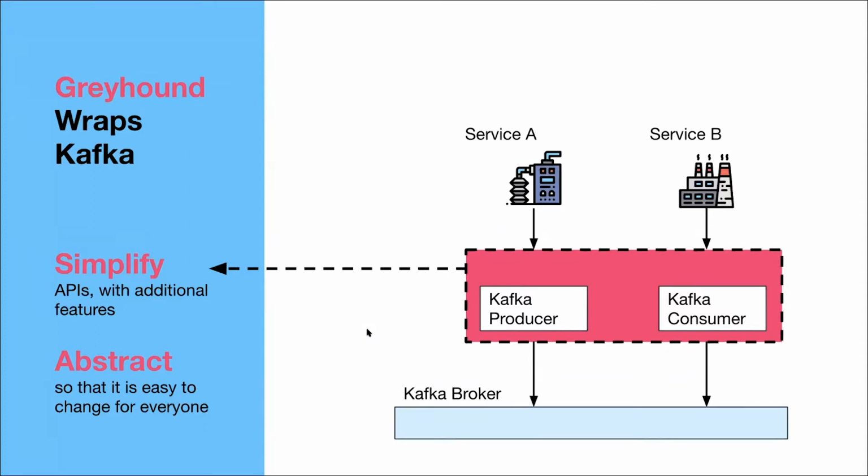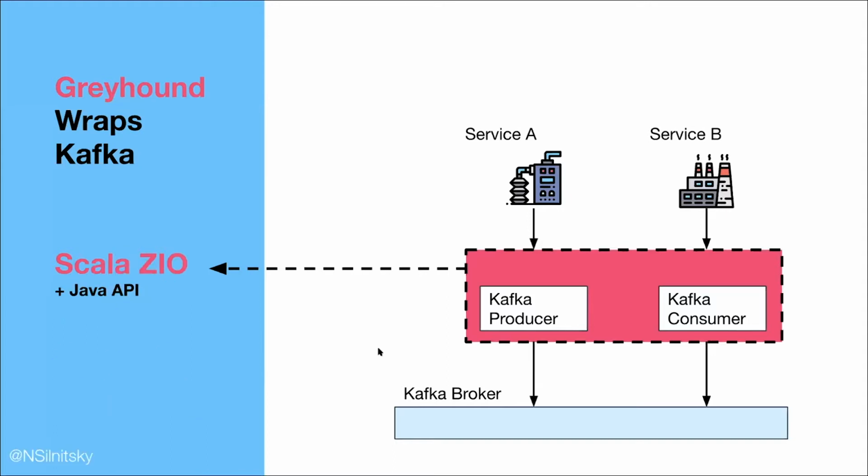And Greyhound also serves as an abstraction layer. So it is really easy to make changes like upgrading the Kafka version or fixing a bug or introducing something new, and easily spread it to all of our services in production. And we recently rewrote Greyhound on top of the Zio concurrency library, which was great fun. And we also have a Java API on top of it. So Scala future-based API, Zio-based API, and Java API.